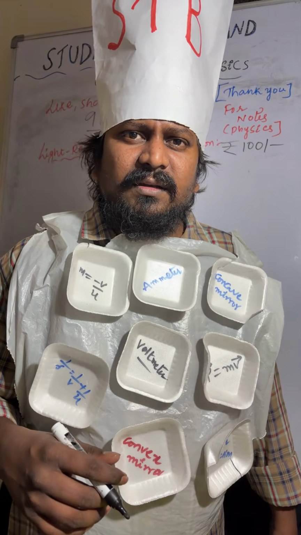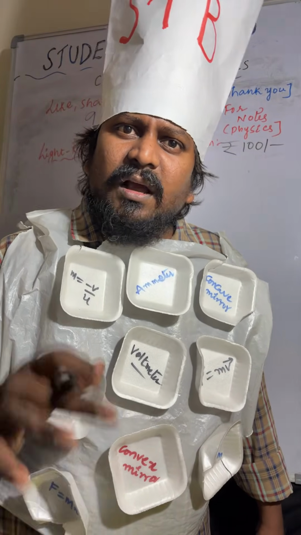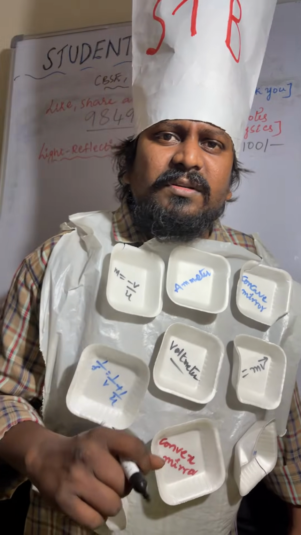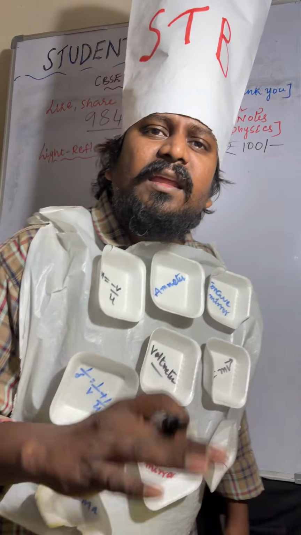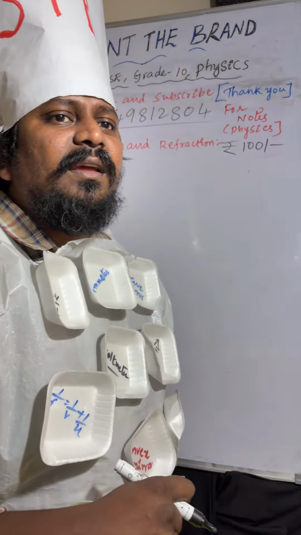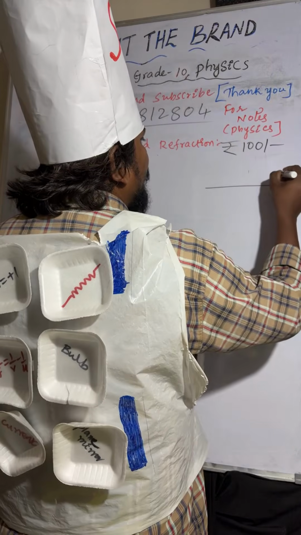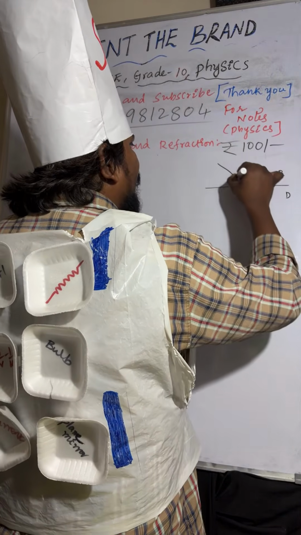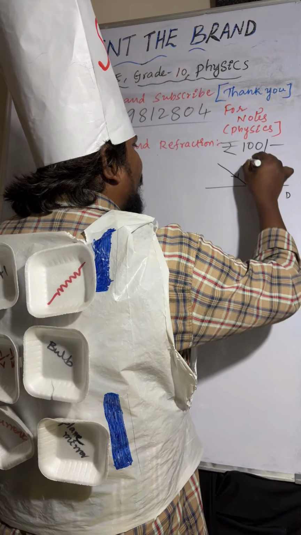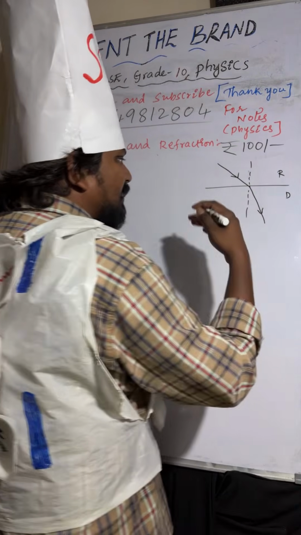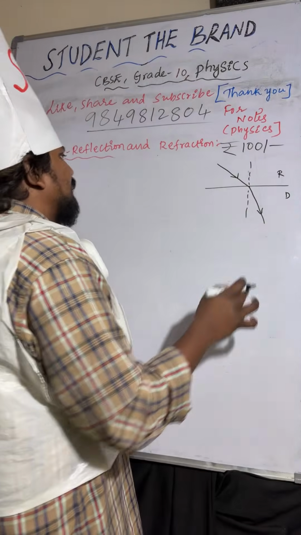Absolute refractive index. Absolute refractive index is n equal to c by v. Here you can see a rarer medium and a denser medium. The light ray is passing from rarer to denser.